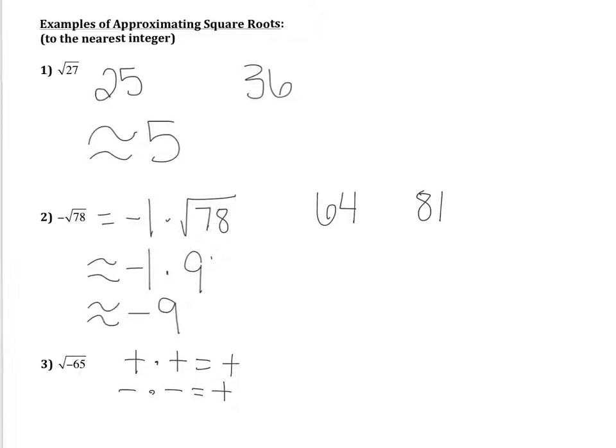So if we're trying to find a number times itself that gives us negative 65, that's impossible. There's no way to take a number times itself and get a negative answer. If the number was positive, a positive times a positive is a positive. If the number was negative, a negative times a negative is positive. So in this case, our answer is no solution, because again, you cannot take the square root of a negative number, since there is no number times itself that would give you a negative answer.